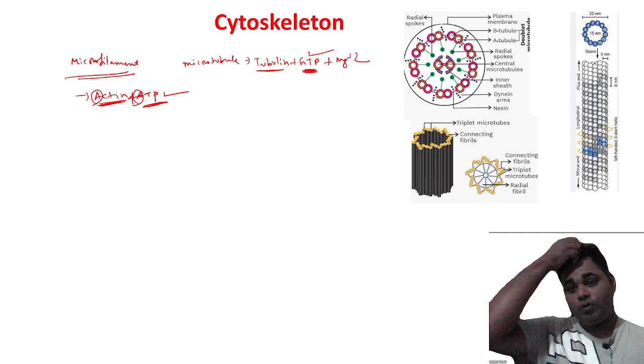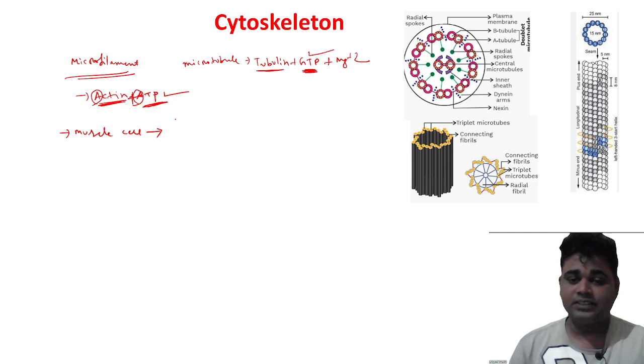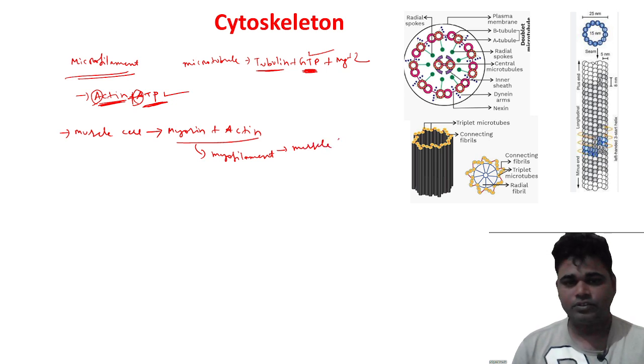So now, where are the microfilaments found? So firstly, it is found in the muscle cell. In the muscle cell, besides the actin, another protein, myosin, is present. So myosin along with actin forms the myofilament, and this myofilament helps in the muscle contraction or muscle movement.